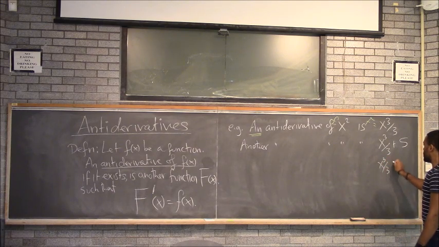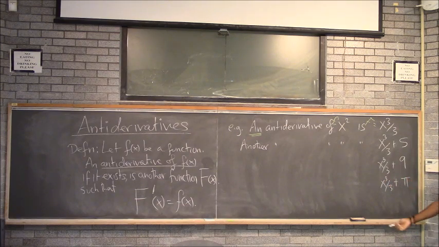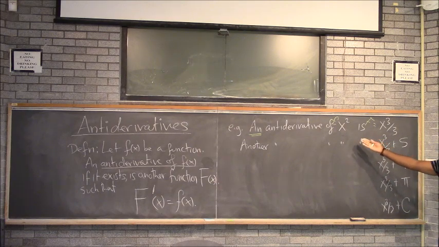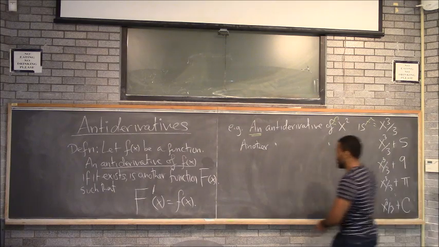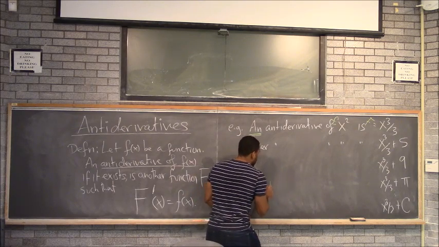X cubed over 3 plus 9, also an antiderivative. X cubed over 3 plus pi, also an antiderivative. Why? Because we know if you differentiate a constant, it just goes to 0, it goes away. So, in other words, in general, if we take x cubed over 3 plus, we can call it a c, the antiderivatives of x squared will all have this form. In this case, c was 0, but it doesn't have to be. If I differentiate a constant, it'll just disappear, and the first part here is going to give me the x squared. So, i.e., antiderivatives are not unique.